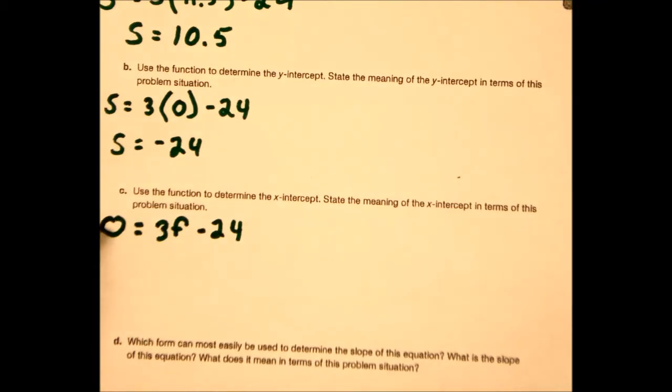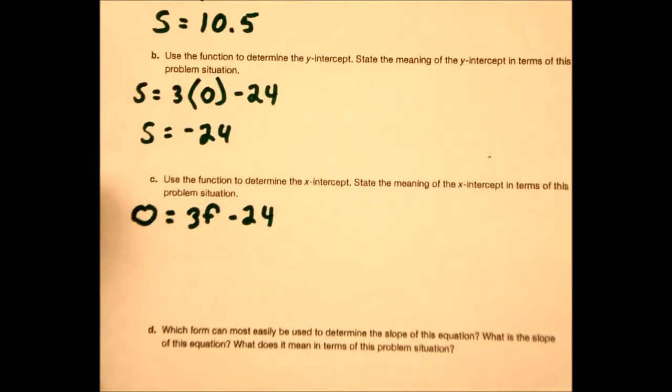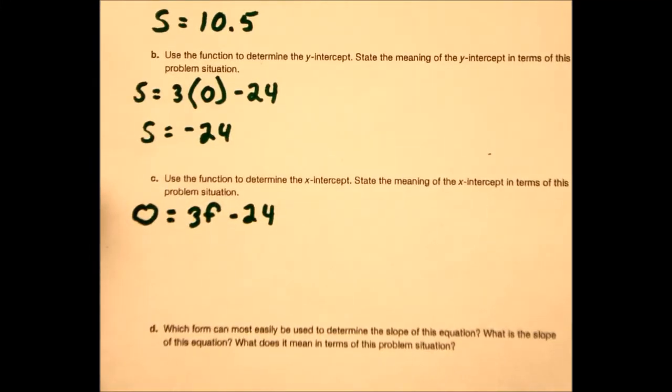So my shoe size is now 0, whereas here, my foot size was 0. And of course, that shouldn't make any sense because the only time you'd have a shoe size of 0 is if you didn't have any feet. Then you wouldn't need any shoes. All right, so it's important to understand what makes sense and what does not make sense.